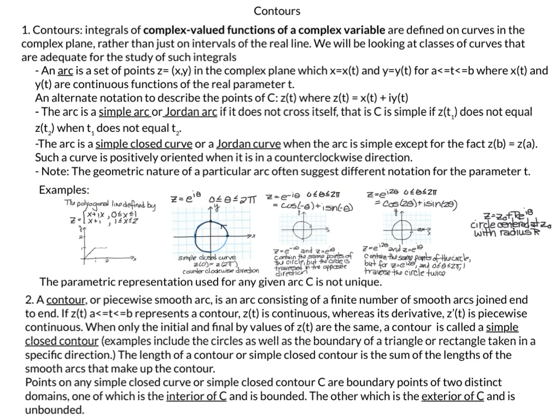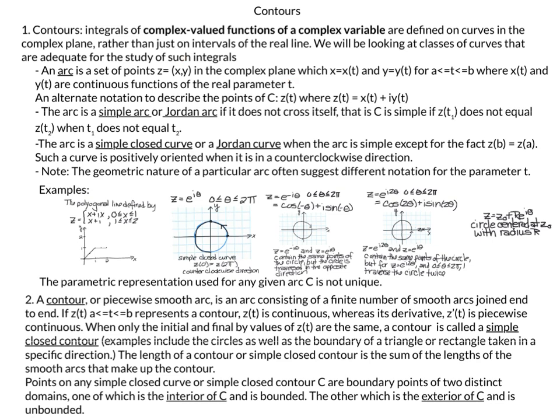There are a set of points in the complex plane for which x equals x of t and y equals y of t, for t going between a and b. And x of t and y of t are continuous functions of the real parameter t. So we talked about how we can think of t as time, and then we have a function x of t, which tells us where the x-coordinate is in time, and a function y of t, which tells us where the y-coordinate is in time.